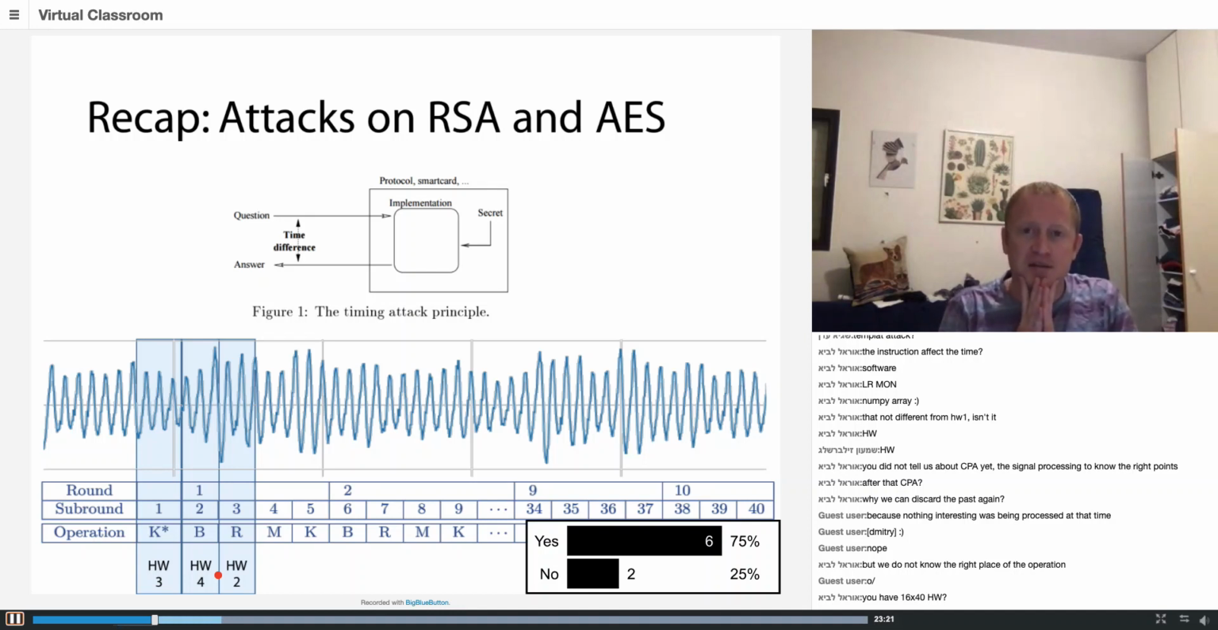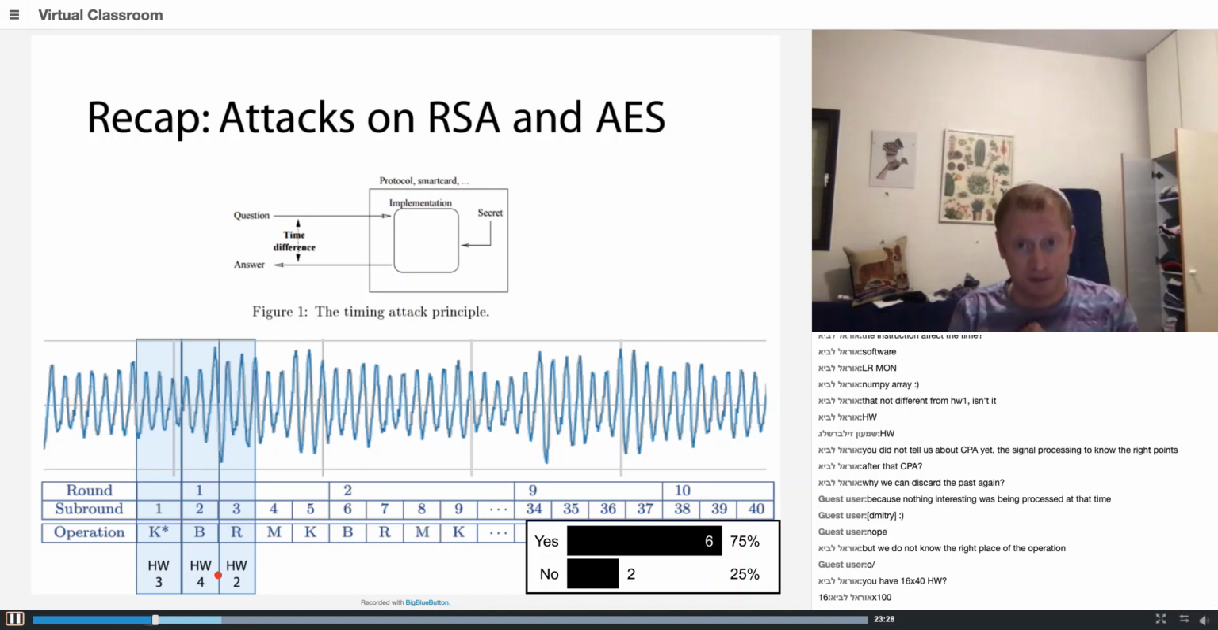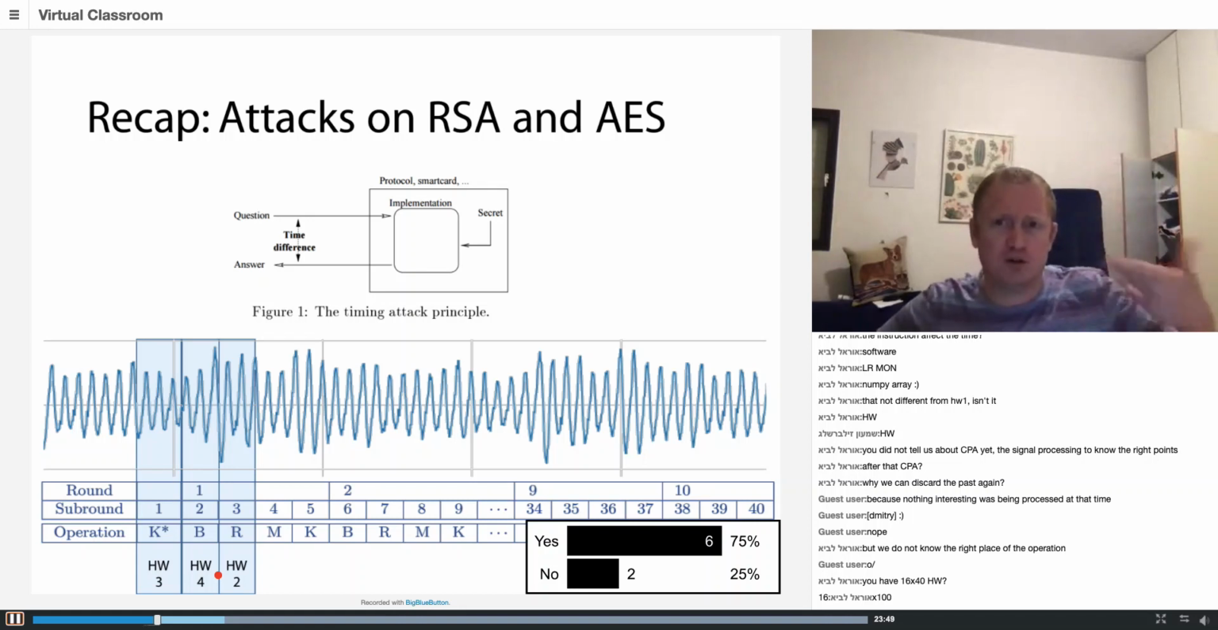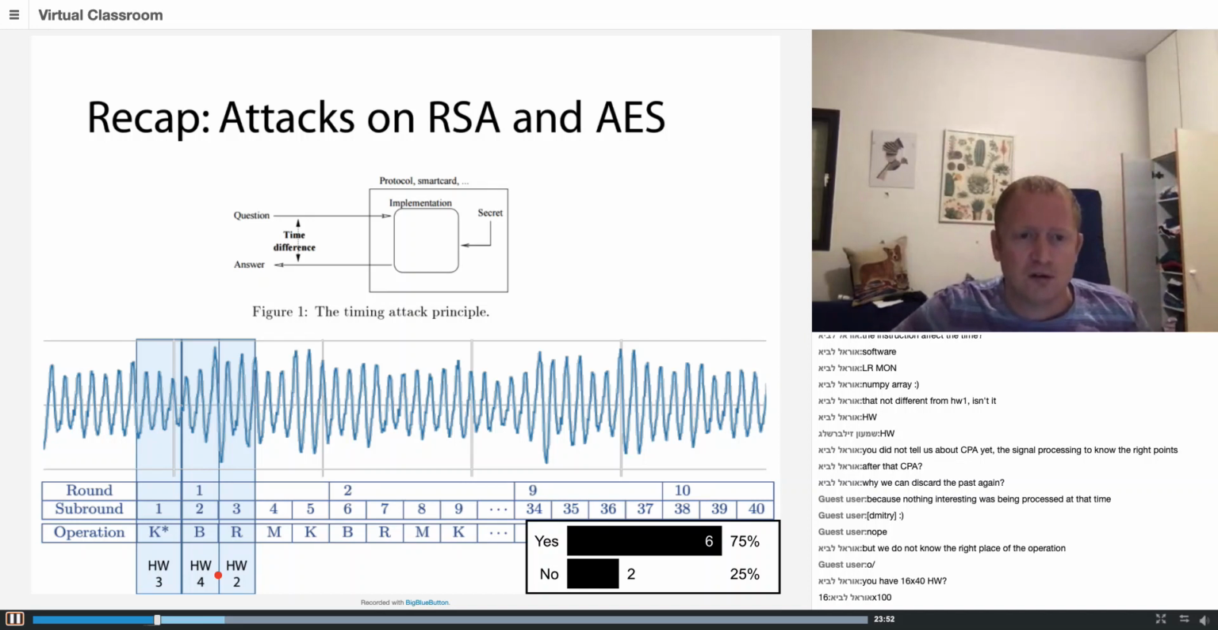Do I have 16 times 40 Hamming weights? I have actually more than that, because mixed columns is not an 8-bit operation. So we went over this last week. To do mixed columns, you need to do 11 elementary operations per column. So a column is 4 bytes. You need to do 11 operations, I think 11 or 13, to get these 4 bytes into a mixed column. So we have a lot of Hamming weights.